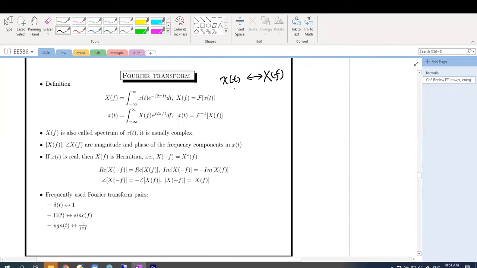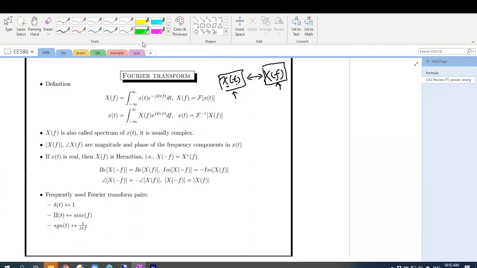Let's look at the Fourier transform. The time domain function is x of t, a small x, and the variable is time t. In the frequency domain we use a capital X, and the argument is f, the frequency in hertz. These are a pair: the same signal, one in the frequency domain and the other in the time domain.